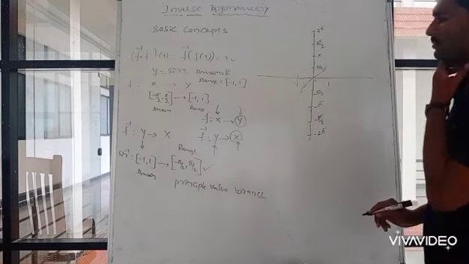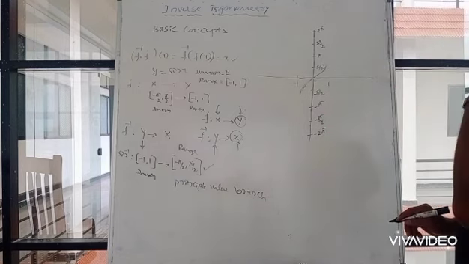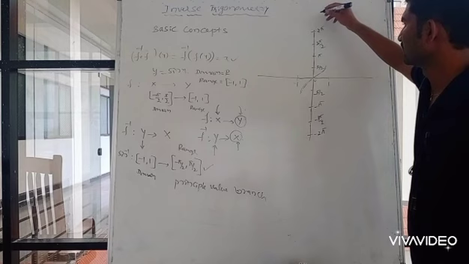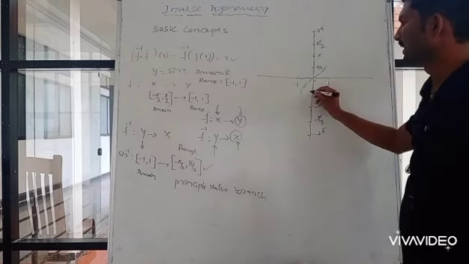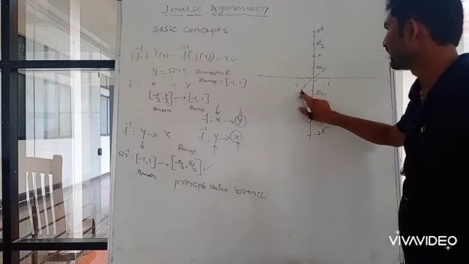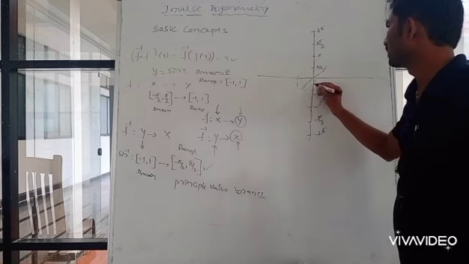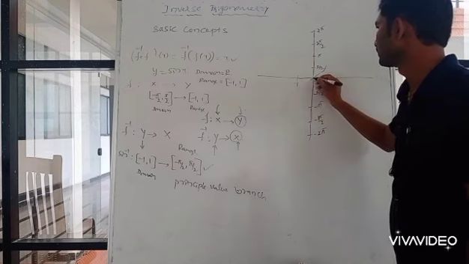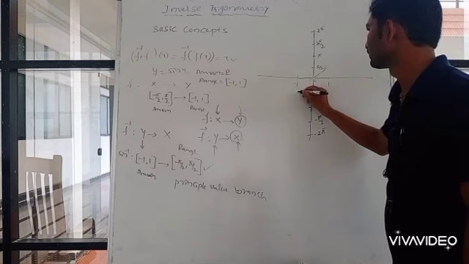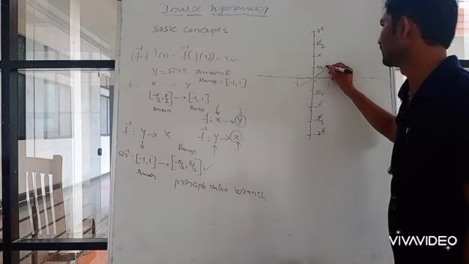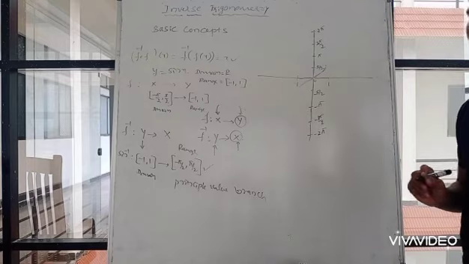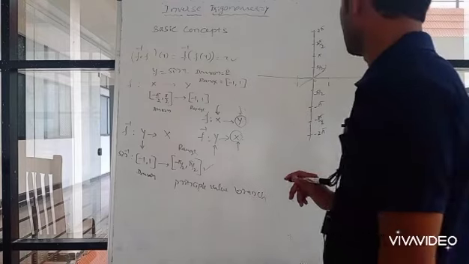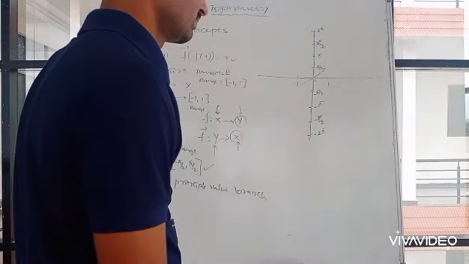This is the graph for the sine inverse function. In this interval, minus pi by 2 to plus pi by 2, if x is minus 1, the value of sine inverse of x will be minus pi by 2. Here the curve shape will come. So this is the sine inverse function.